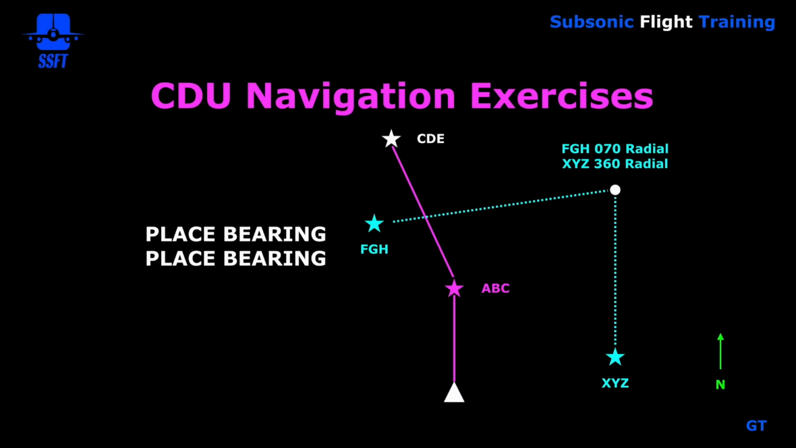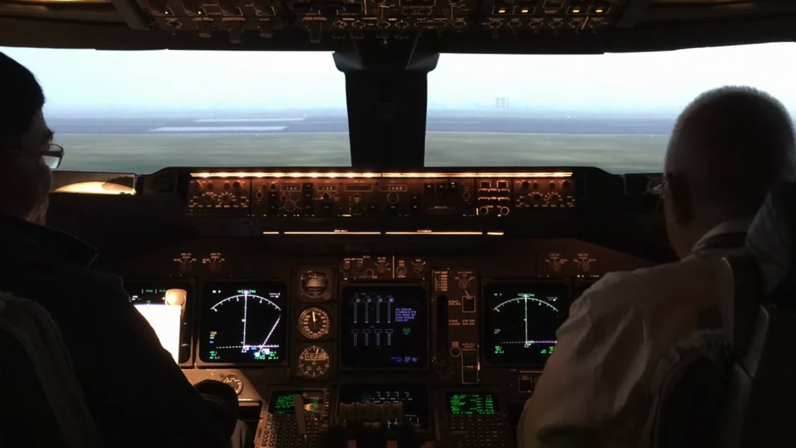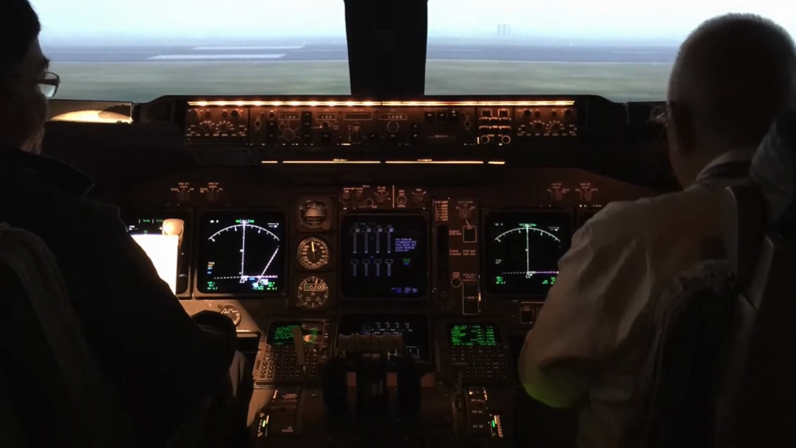Another type of created waypoint is place bearing. Perhaps ATC says you're cleared present position direct to the intersection of the FGH 070 radial and the XYZ 360 radial. Well, we can create a point that represents the crossing of those two radials, and that would be called a place bearing. So let's go into the Virtual Simulator and do some CDU exercises.